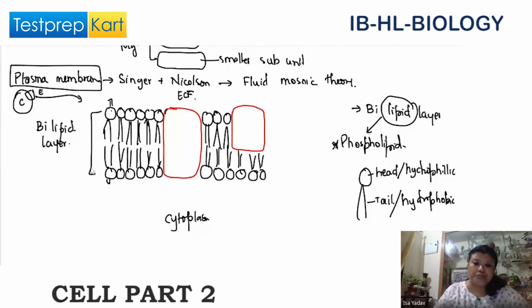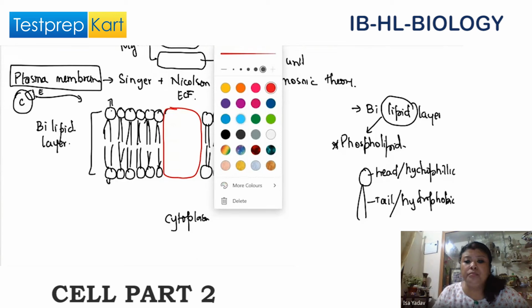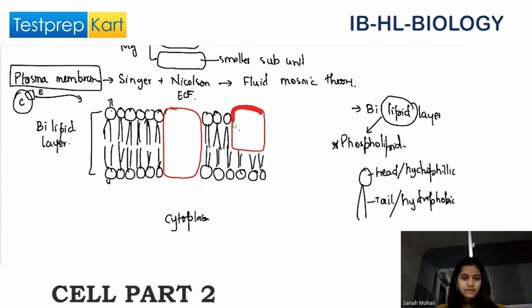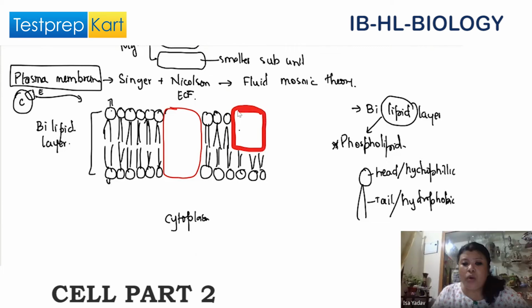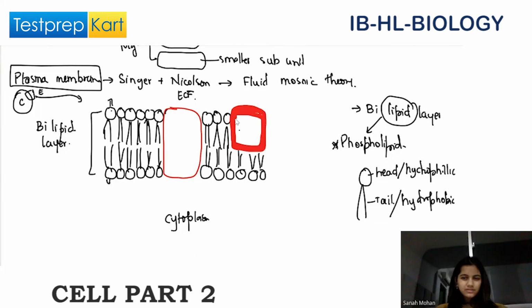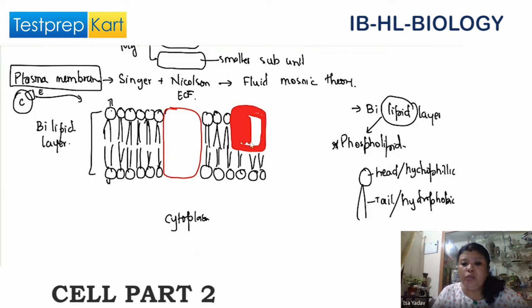Now, can you see this red color, whatever I have drawn? Can you tell me what are they? Proteins. Yes, they are proteins which are present inside the plasma membrane. Types of proteins. I'll color this. All right, so let's see.